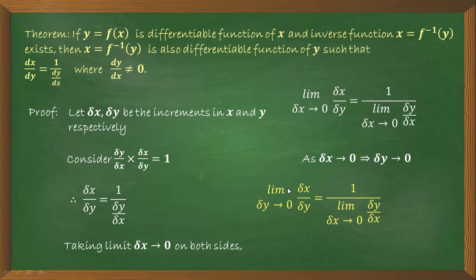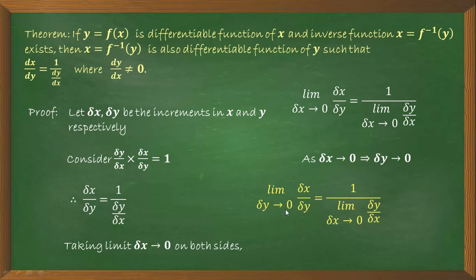So rewrite the same step as like this, limit delta y tends to 0, delta x upon delta y is equal to 1 upon limit delta x tends to 0, delta y upon delta x. See, here you keep as it is, but change here because of that Leibniz notation. Here the denominator is delta y. Okay, so we have to take the limit on delta y.